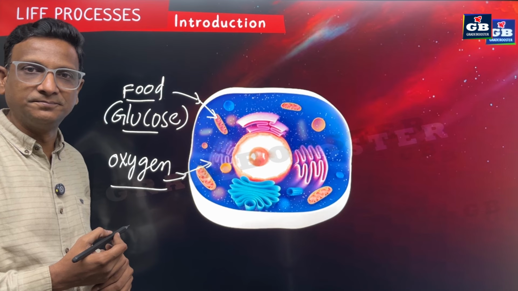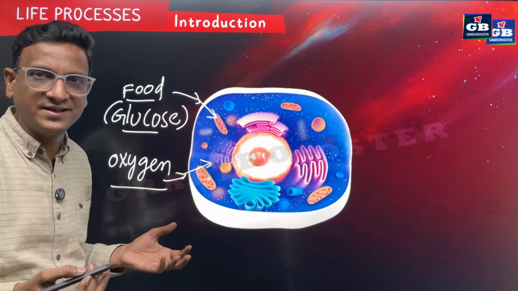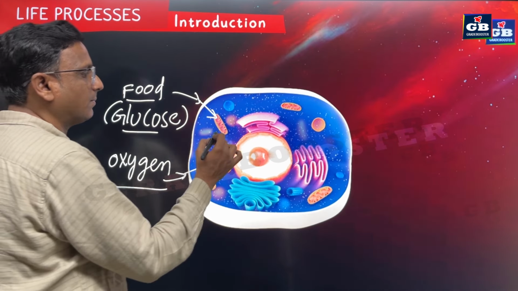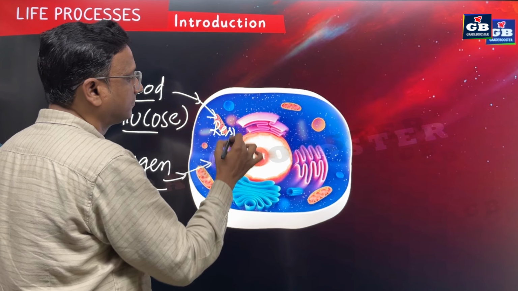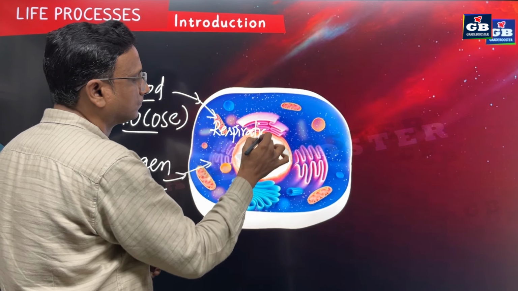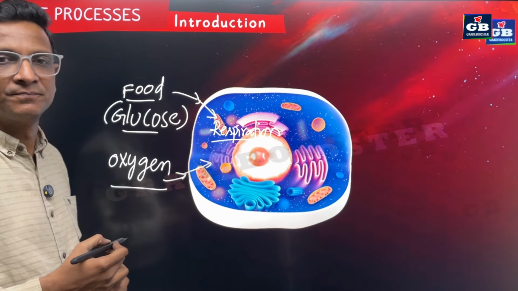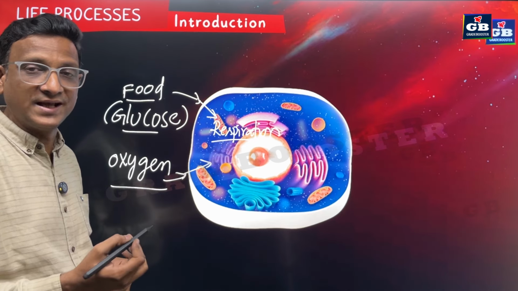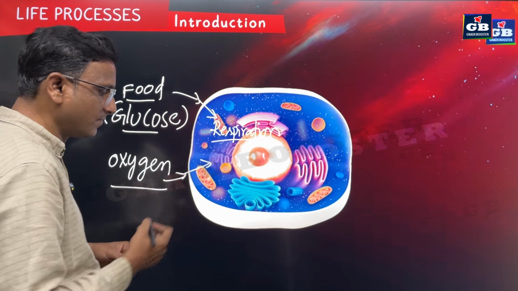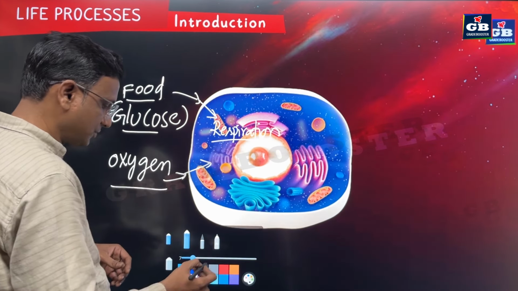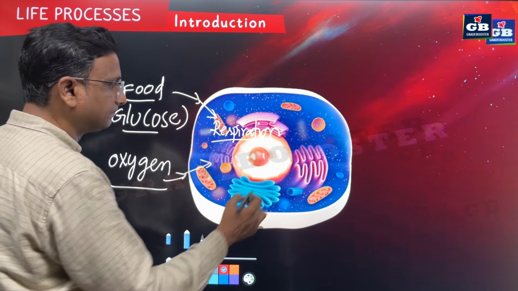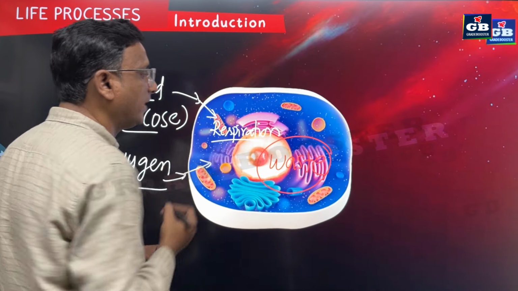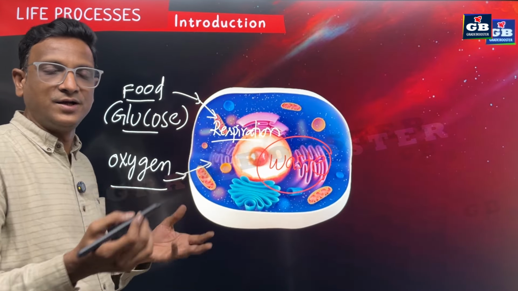What happens inside the cell? A cell, to exist, needs some energy. So the production of energy takes place by a process called respiration. Respiration takes place, and in this process, energy is produced. Along with energy, some waste materials are also produced. So what kind of waste is produced?